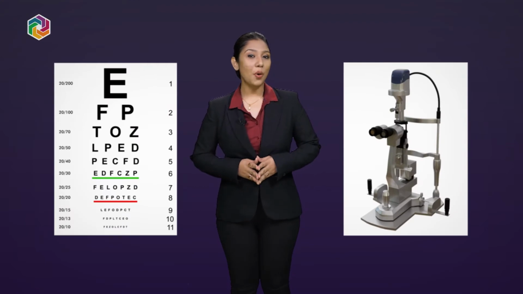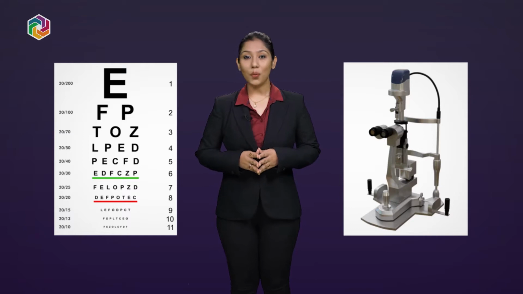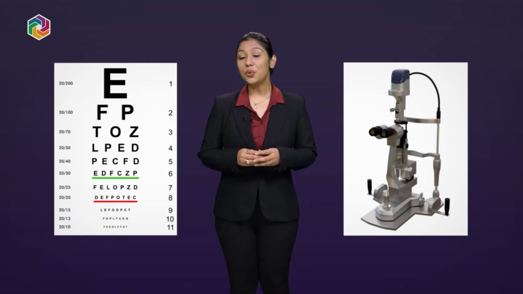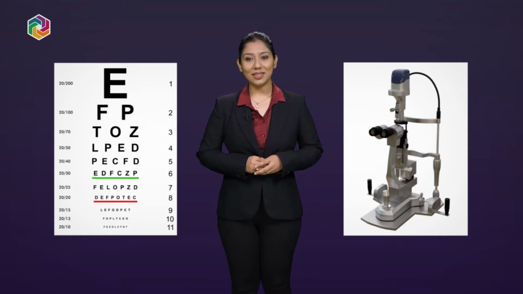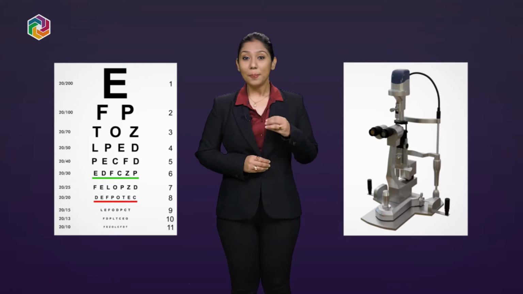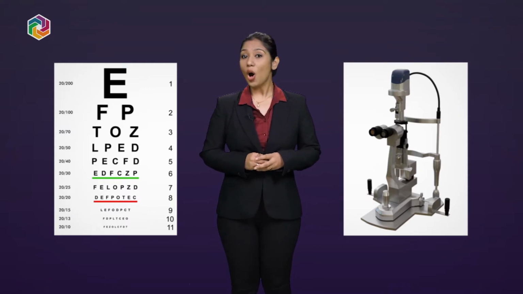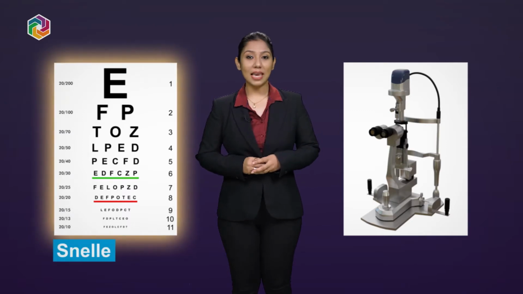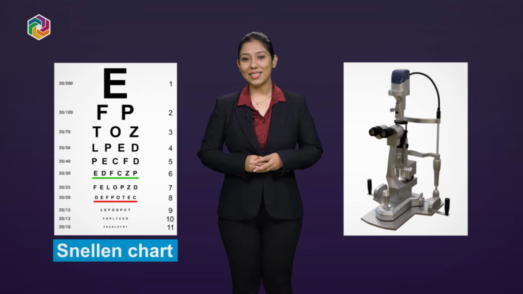How many of you know about this machine or this typical arrangement of the letters? Well, I will say you are lucky if you have not seen the machine as well as the chart. The machine on the right side is an eye testing machine mainly used by ophthalmologists, and the letter chart on the left side is known as the Snellen chart. Both of these are used to check your eyesight.